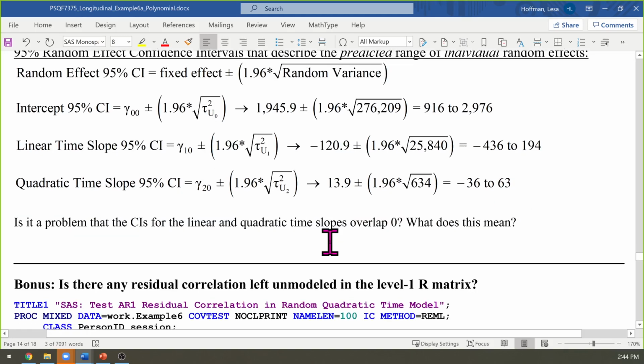And reviewer 3, is it a problem that these two overlap 0? Yeah, I don't think it's a problem. It doesn't mean that my fixed effects aren't significant. It means that there is such amount of variation around them that the slopes are predicted to change directions in certain individuals. So, all right, questions or comments?